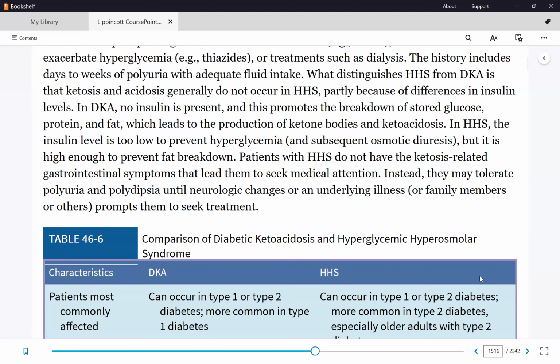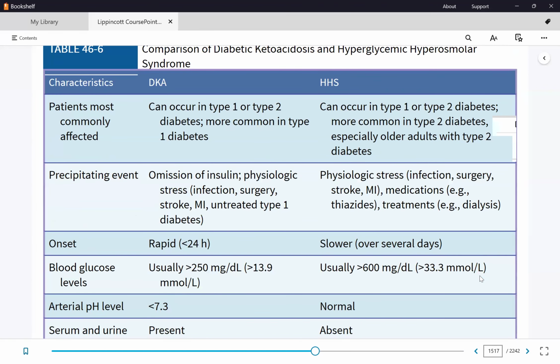Another difference is, here's actually a comparison. Another difference is the onset. So how fast did the DKA start? A matter of hours. Now, HHS develops over several days. So if it developed over several days, how dehydrated am I? And how high is my sugar? Higher. So I'm more dehydrated, my sugars are higher than DKA. You understand? So which has a higher mortality, DKA or HHS? HHS people have a higher mortality.